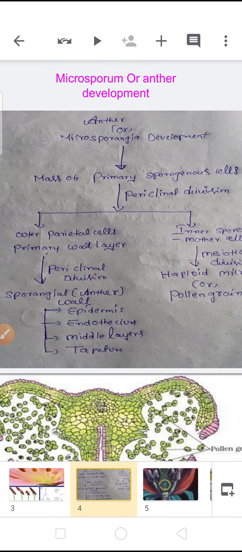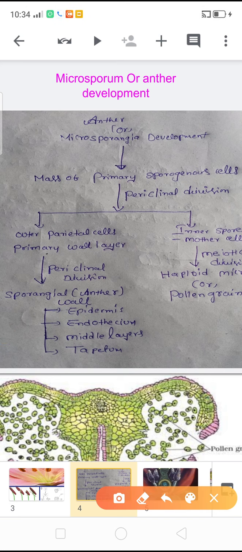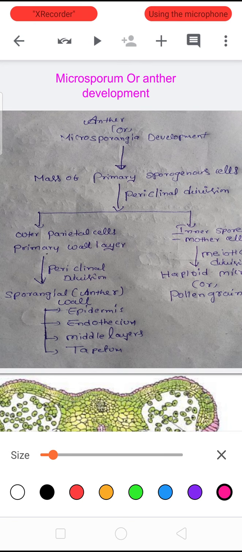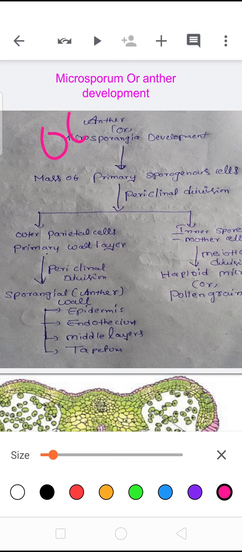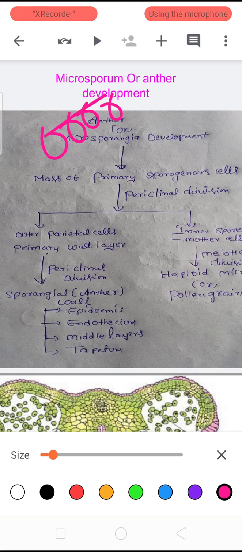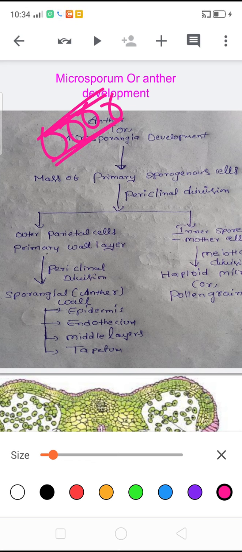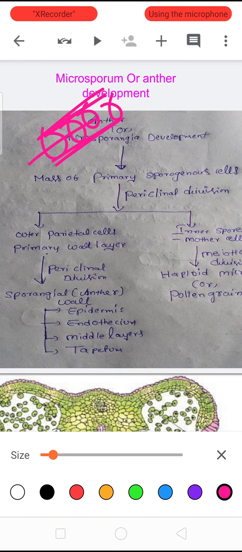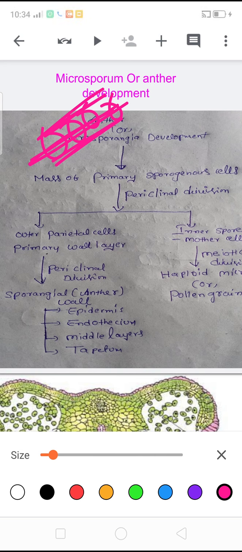This mass of primary sporogenous cells undergoes periclinal division. Periclinal division means, in a group of cells with an upper surface and a lower surface, the division takes place parallel to the upper and lower surface.